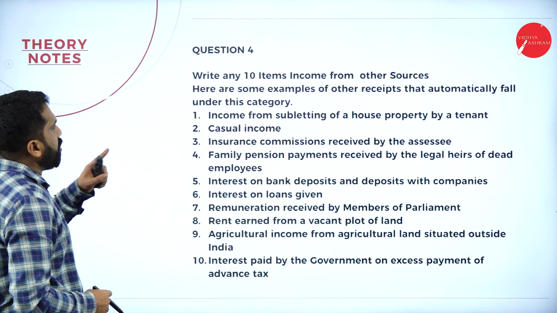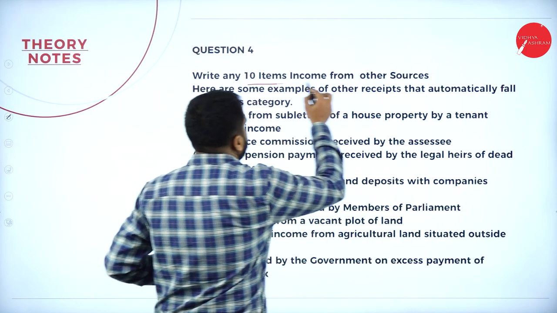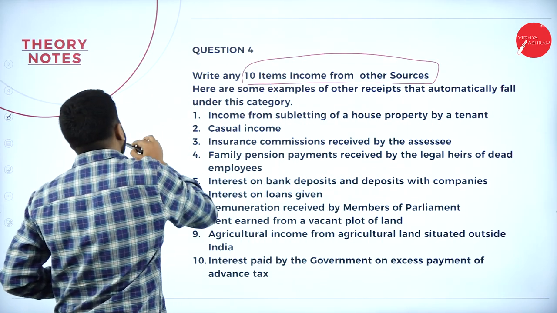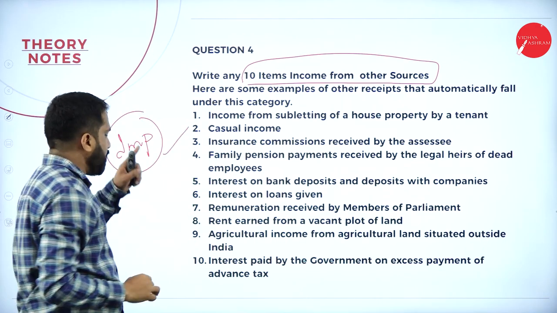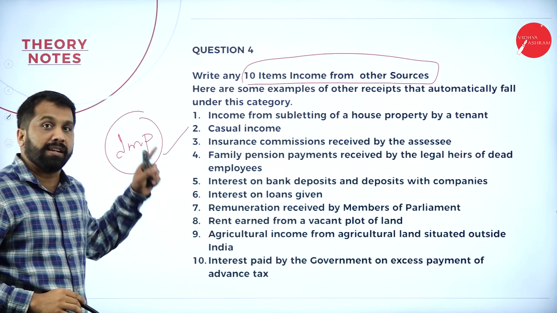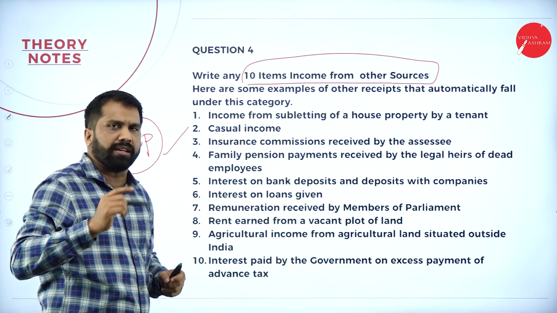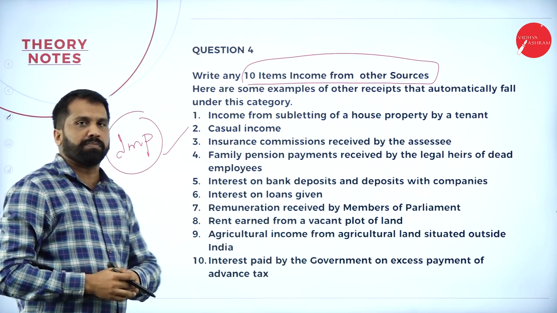Your question number 4 talks about 10 items of income from other sources. So it is a compulsory as well as important question for your examination. There are 10 points. You are supposed to remember all the 10 points for your examination purpose.